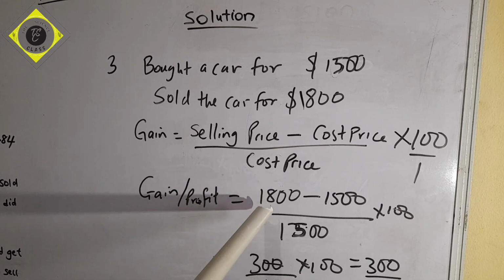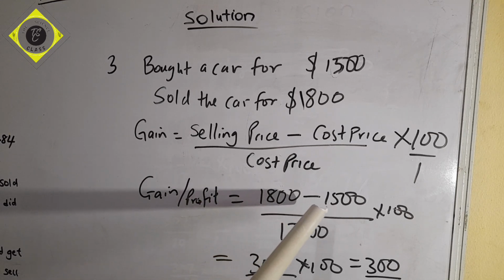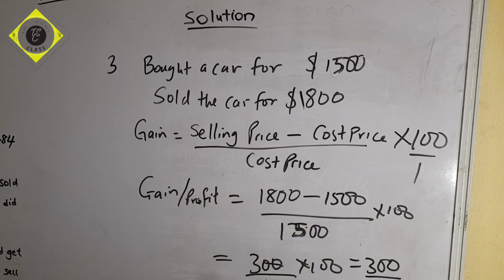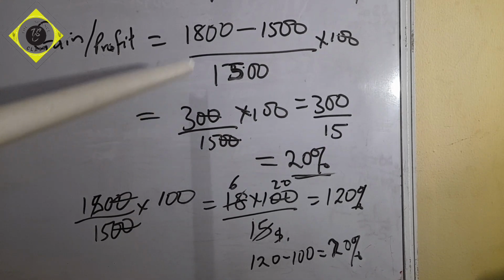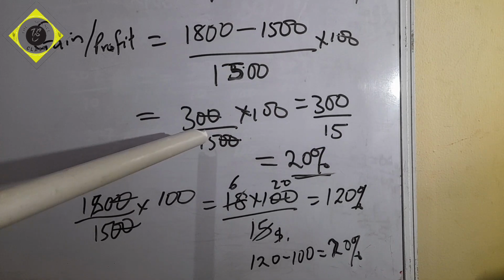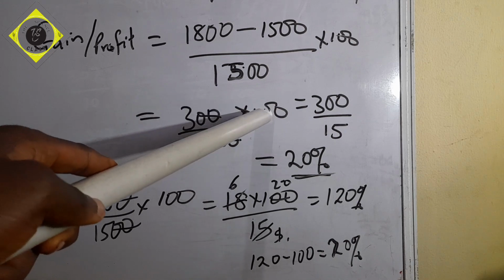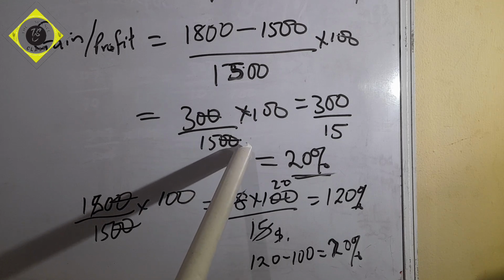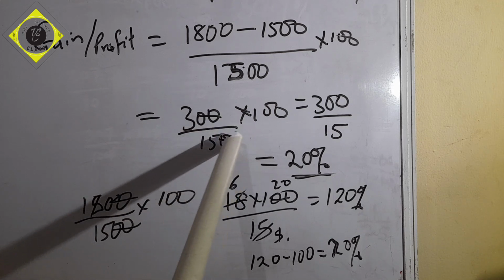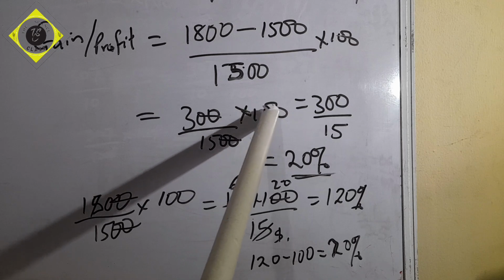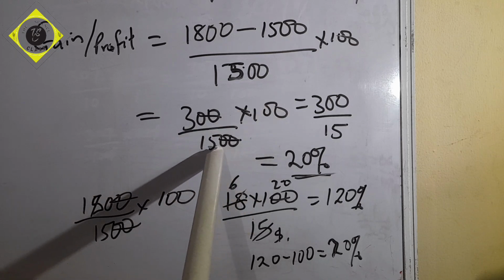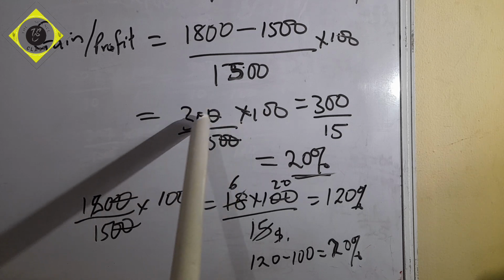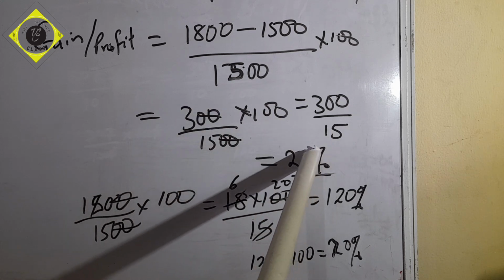So my gain is going to be 1,800 minus 1,500 all over 1,500 times 100. So it's going to give us 300 all over 1,500 times 100. Okay, so now these 2 zeros can cancel out themselves. You can also use this one to cancel this 1,500, but I've just decided to use this one to cancel this 300. So it's going to give us 300 divided by 15.